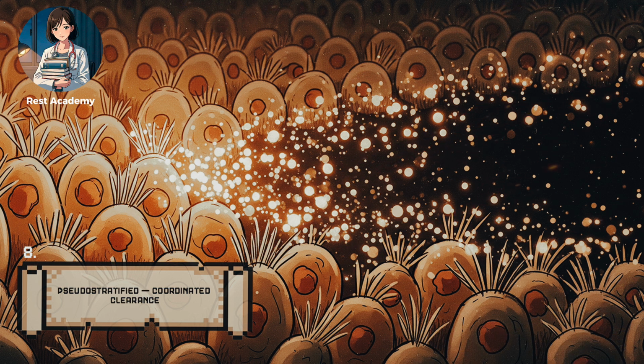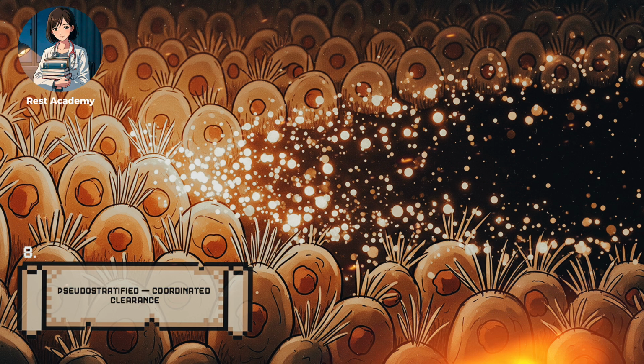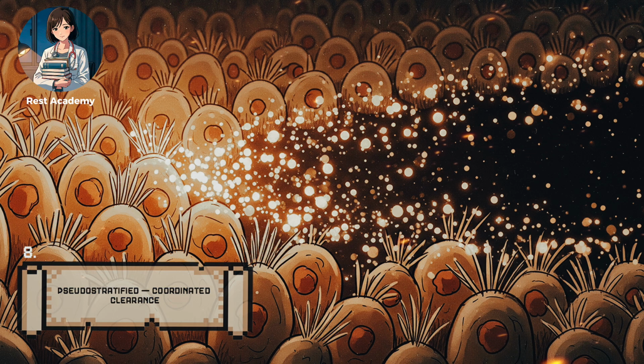Goblet cells, modified columnar cells with apical mucin granules, are scattered among the ciliated cells. They secrete mucins, especially MUC5AC and MUC5B, which hydrate and polymerize into the gel layer. The mucus traps inhaled dust, microbes, and allergens. Its composition adjusts to hydration status, irritants, and inflammation. Too thick and clearance stalls, too thin and protection wanes. Goblet cell density can increase with chronic exposure, such as in smokers or patients with asthma or chronic bronchitis.